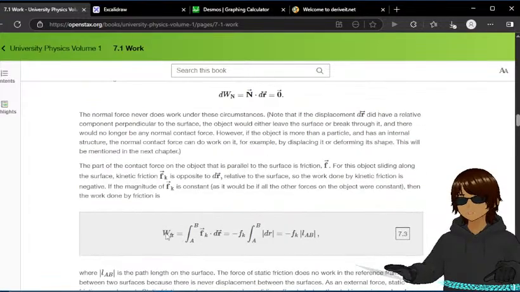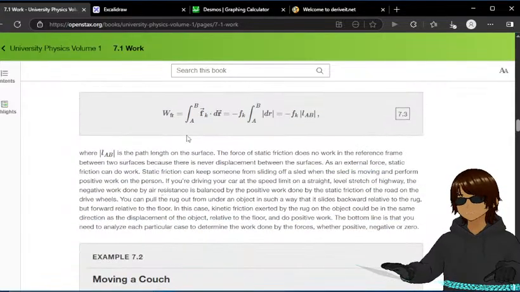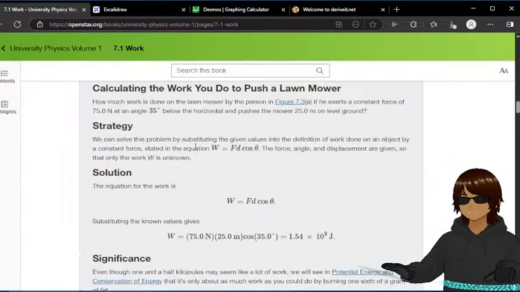Why do we say negative? Work is a scalar, right? What does negative work mean?